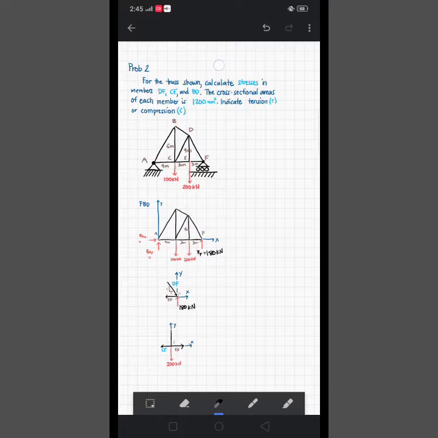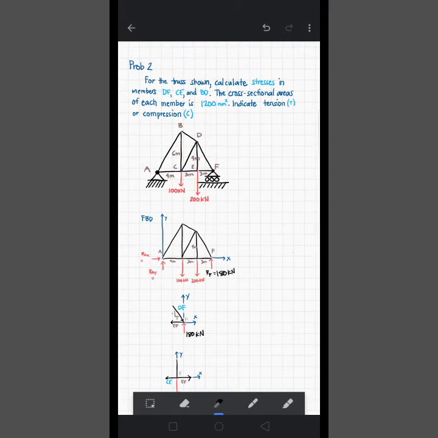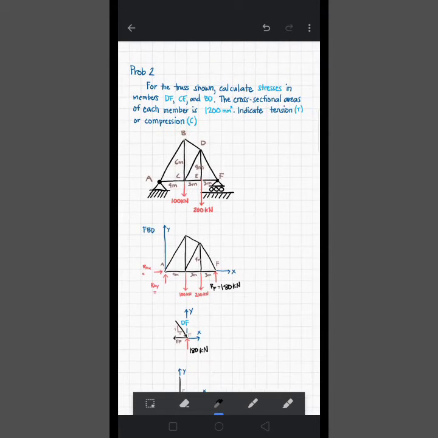Problem number 2. For the truss shown, calculate stresses in members DF, CE, and BD. The cross-sectional area of each member is 1,200 millimeters squared. Then indicate whether it's tension or compression.